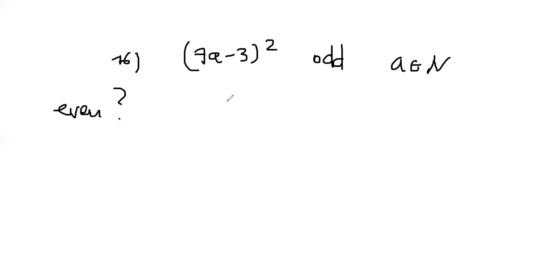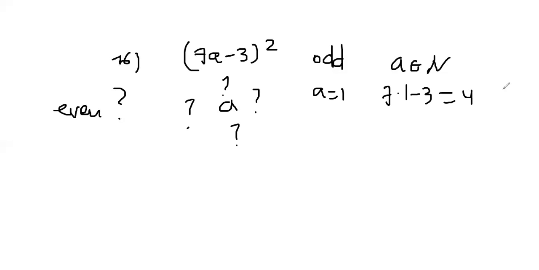First of all, in order to answer such questions, we have to look at the nature of a. What type of number is a, odd or even? It's very important because all our expressions include a. Let's see if it is an odd number. Let's take a equal to 1. If a is equal to 1, then 7 times 1 minus 3 is going to be 4. It's an even number, so it falls down.